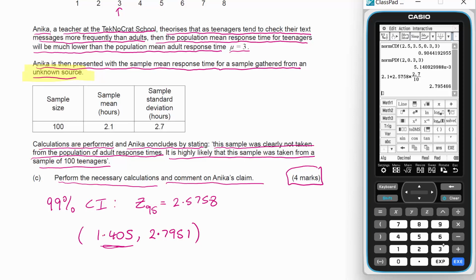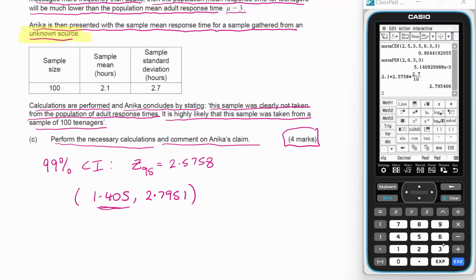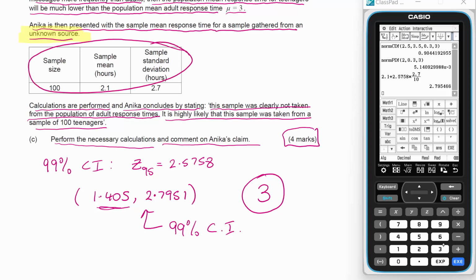Now, the simple fact is that the adult mean of 3 is not even close to being inside this 99% confidence interval. Now, that would certainly suggest that the sample here is not drawn from that adult population.